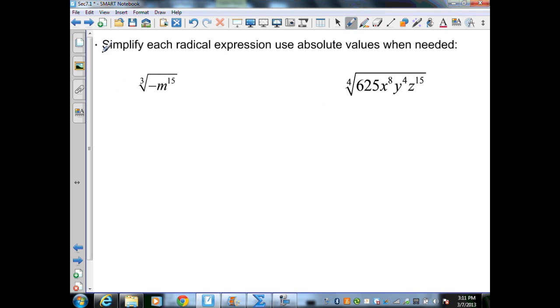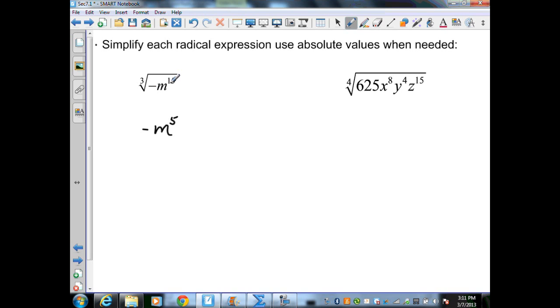In this example, simplify each radical expression using absolute values when needed. Here I have the cube root of a negative m to the 15th. Recall when I have a radicand with a variable with an exponent, I'm going to take that exponent and divide it by the index. That gives me m to the 5th. And since this is the cube root, I can have a negative, because a negative times a negative is positive, times a negative is a negative. And m to the 5th times m to the 5th times m to the 5th, adding the exponents, gives me m to the 15th.